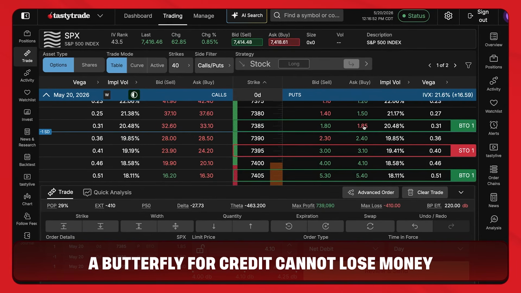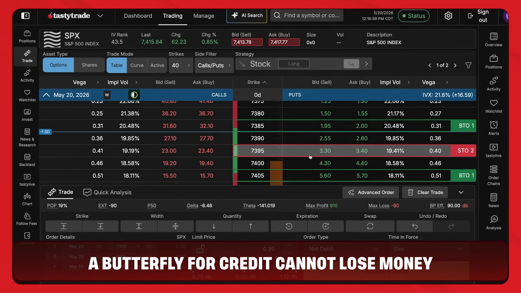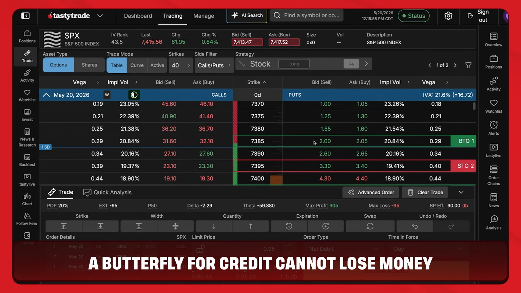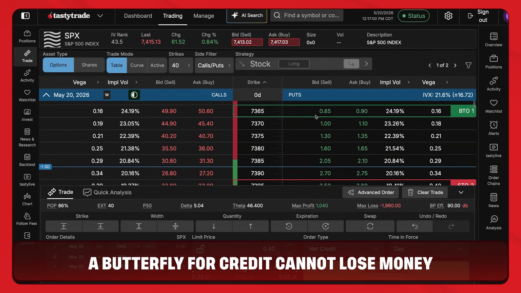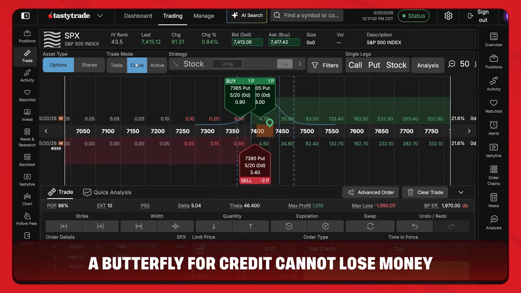If we do this, increase. Okay, this is my regular butterfly. Now I drag this down to the 65s. Okay, let's look at the curve on that one. Look how the graph changes. Now I have profit up here, loss down here.